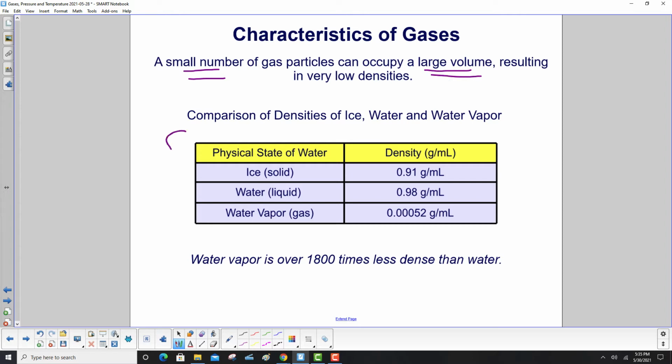Here's a little chart comparing the densities of ice, water, and water vapor, all H2O but in different states. Ice has a density of 0.91 grams per milliliter. Liquid water is 0.98 grams per milliliter, pretty close. And then you have water vapor, which is the gas, 0.00052 grams per milliliter. Water vapor is over 1,800 times less dense than water.